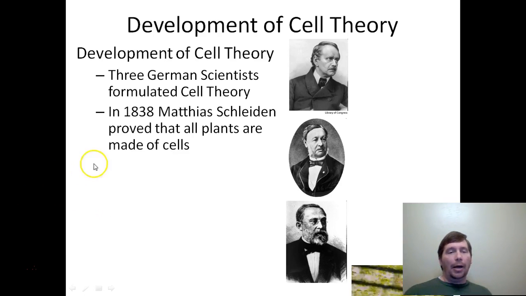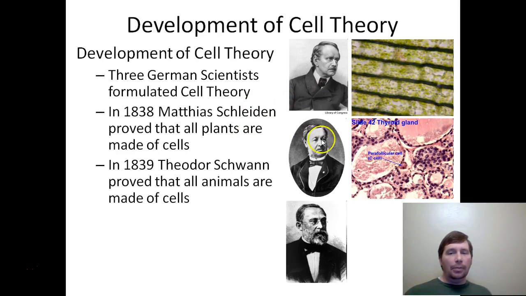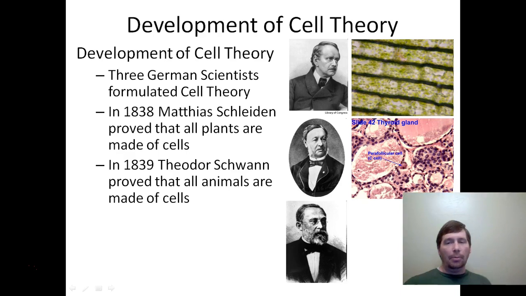First one we need to talk about is in 1838, this dude here named Matthias Schleiden, he proved that all plants are made of cells. He was able to show after lots and lots of observations that if you have a plant, that plant is made out of cells. And he did that in 1838. In 1839, this guy here named Theodor Schwann was able to prove that all animals, including humans, are made out of cells. And he was able to do this by making lots of observations of lots of different parts of lots of different animals.